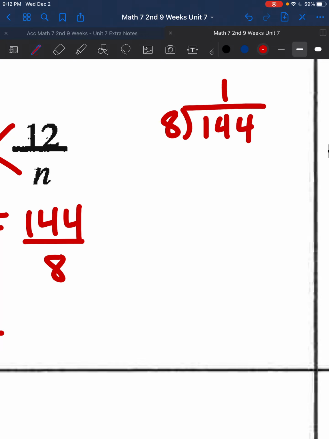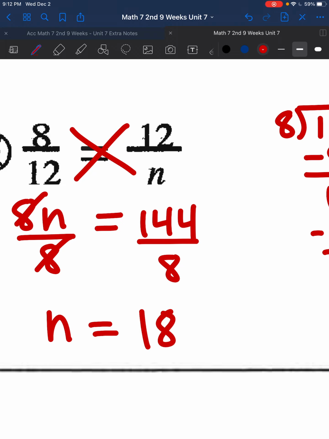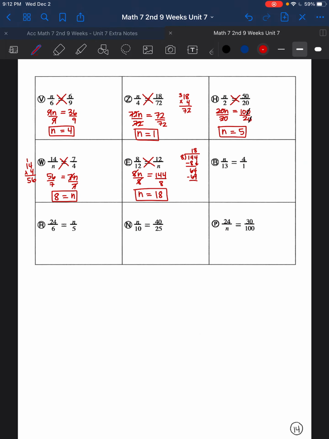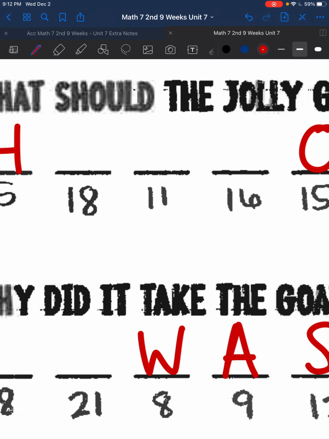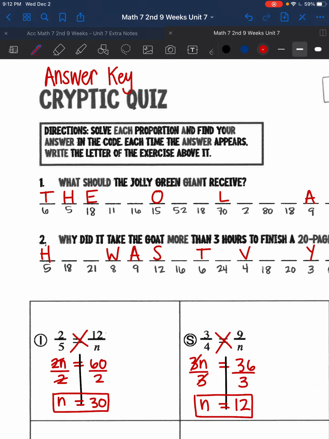Now I'm not sure how many times 8 goes into 144, so I'm going to show my work over here. 8 goes into 14 one time, which is 8. 14 minus 8 is 6, and I bring down this 4. How many times does 8 go into 64? Well, it goes into 64 8 times, which is 64, and there is no remainder. So I know that n equals 18. So anytime I see an 18, I'm going to write E.